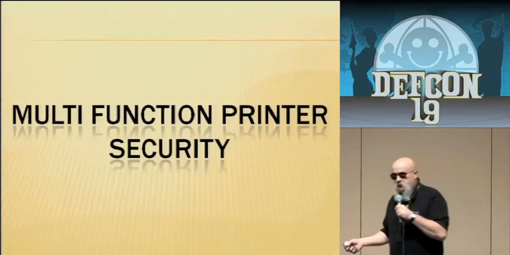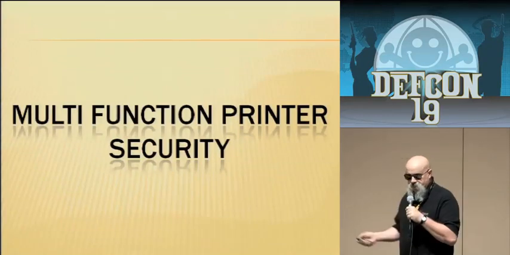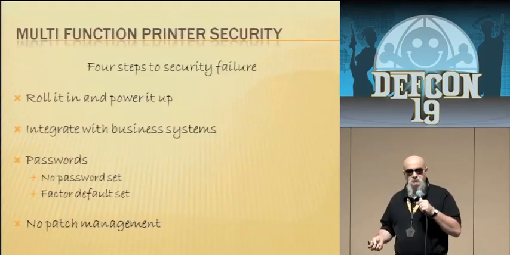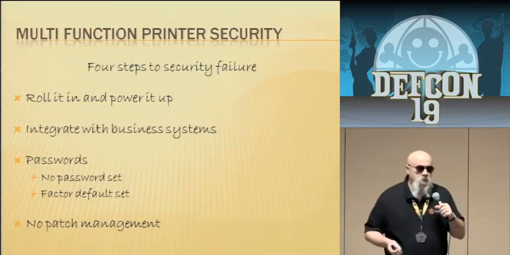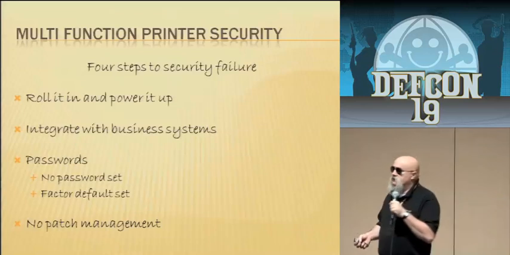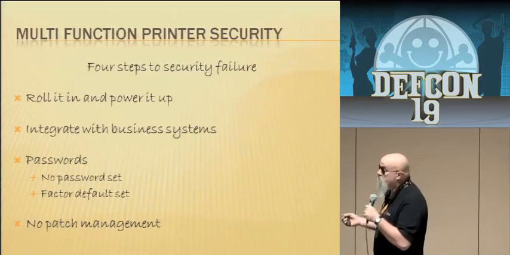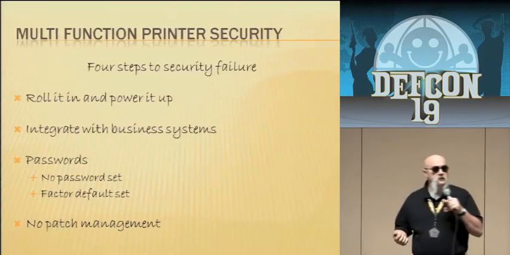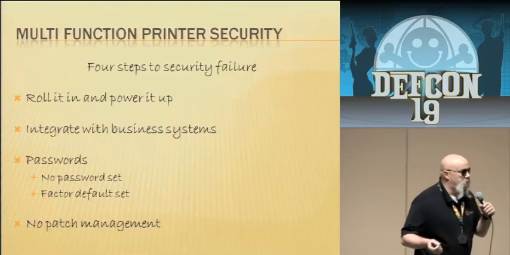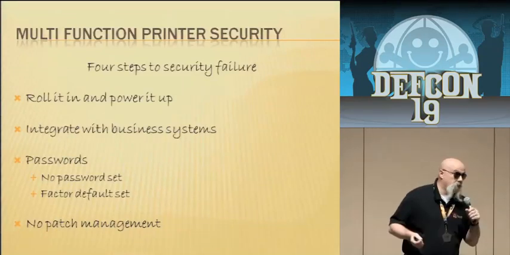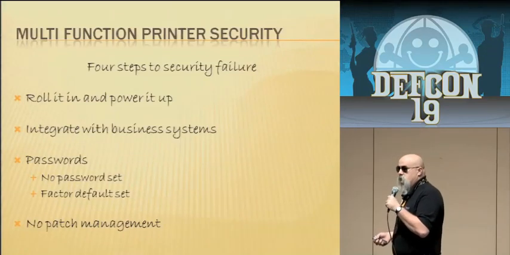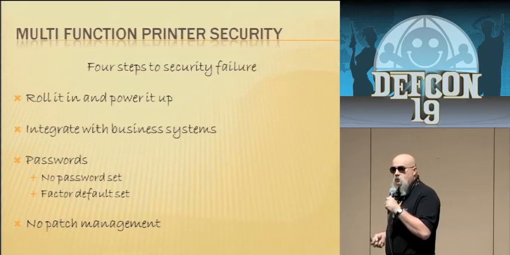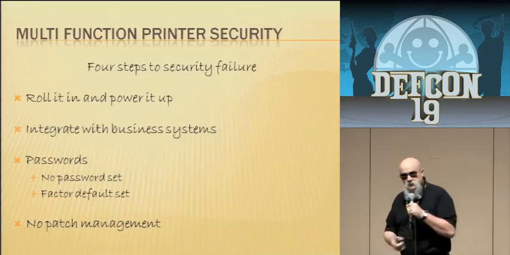So the next thing I want to get into is multifunction printer security. So we have one slide: four steps to security failure on a multifunction device. Pretty straightforward. What do we do? We roll these things in, we power them up. We integrate these into the business system so they connect to our SMTP, they connect to our Microsoft Active Directory environment, they connect to FTP servers, and then the third thing, what do we do? We set no passwords on these, or we leave them at the factory default password settings.